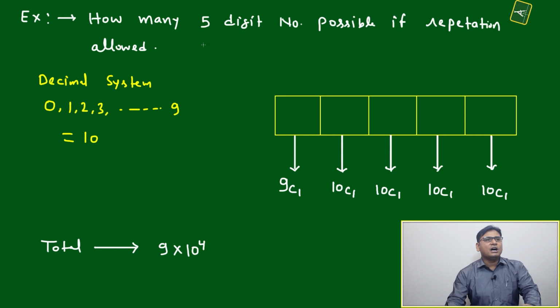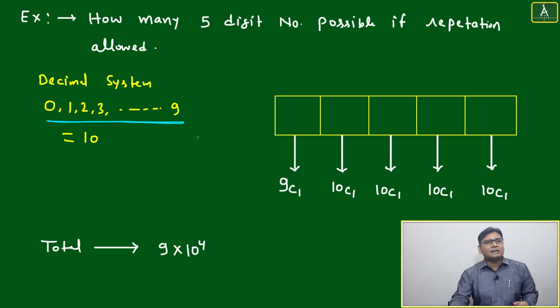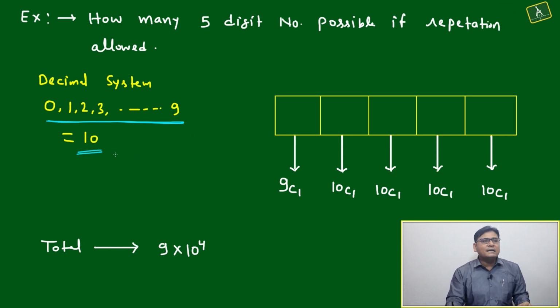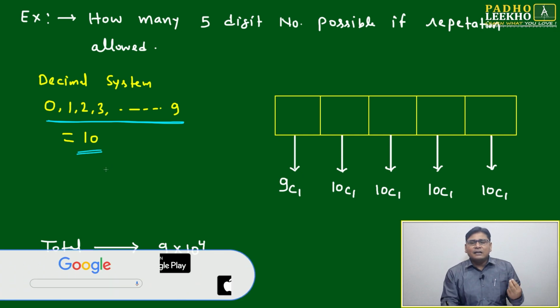Question, we will make a twist. How many 5-digit numbers are possible if repetition is allowed? What are the possibilities from where we can select the digits? It will be 0, 1, 2, 3 up to 9. That means a total of 10 options from which we can select the numbers.